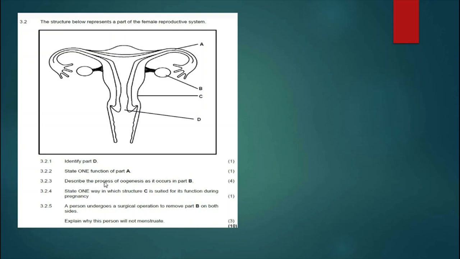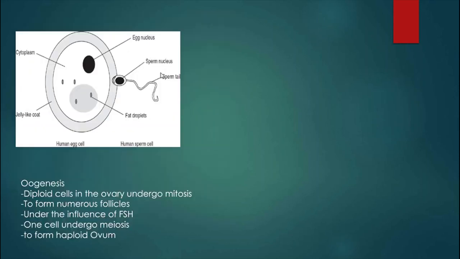Now describe the process of oogenesis as it occurs in part B. You see, they want you to describe the process of oogenesis that we described a few seconds ago. Now the answer is: the diploid cell in the ovary undergoes mitosis to form numerous follicles. Under the influence of FSH, one cell undergoes meiosis to form a haploid ovum. Now this is how you should write it.